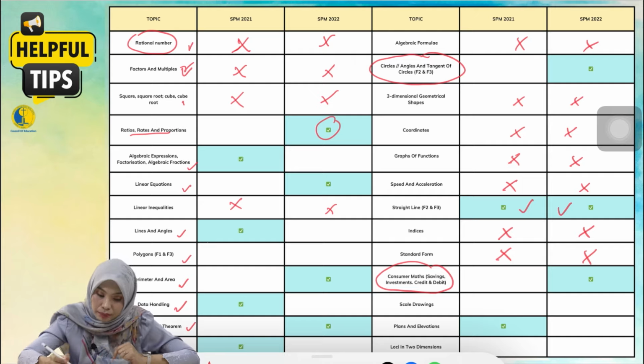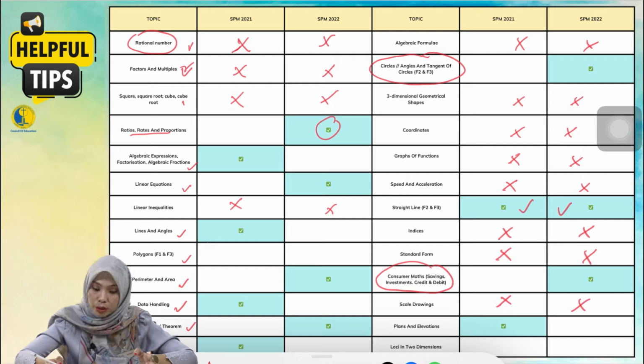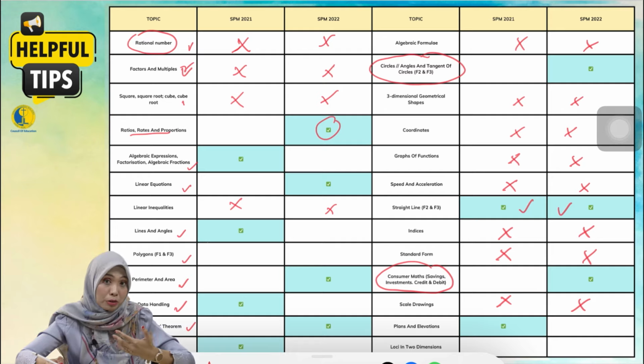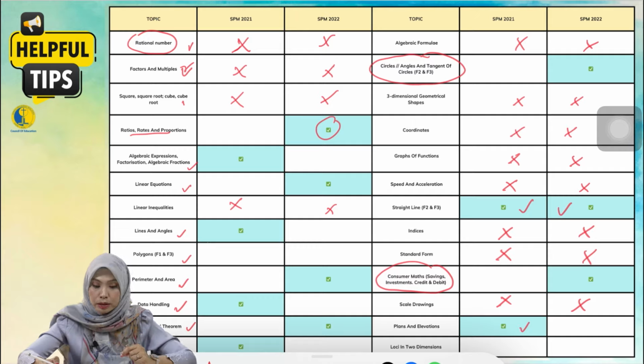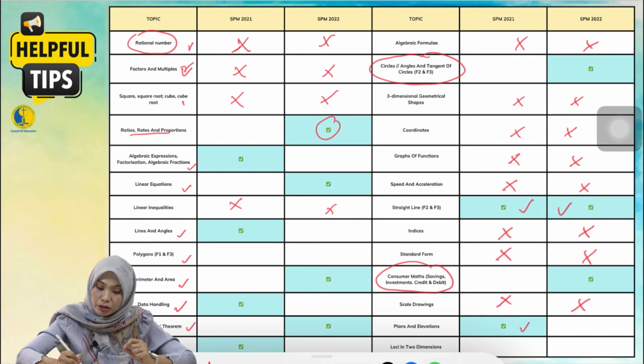Scale drawing did not come out at all for SPM 2021, 2022, but it can come out this year. We never know, or it might not come out. Plans and elevations came out in 2021, not in 2022. And loci in two dimensions, not really in both years, but we never know this year.